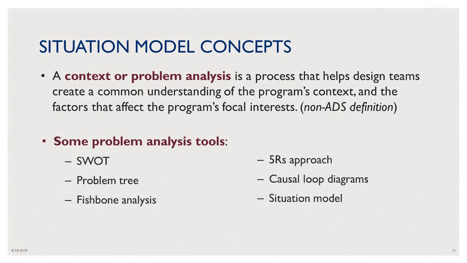There are a lot of different tools to summarize information from a context or problem analysis. These include SWOT analysis, which looks at strengths, weaknesses, opportunities, and threats, problem trees, fishbone analysis, the 5 R's approach, causal loop diagrams, and situation models, which will be the focus of this series of presentations.